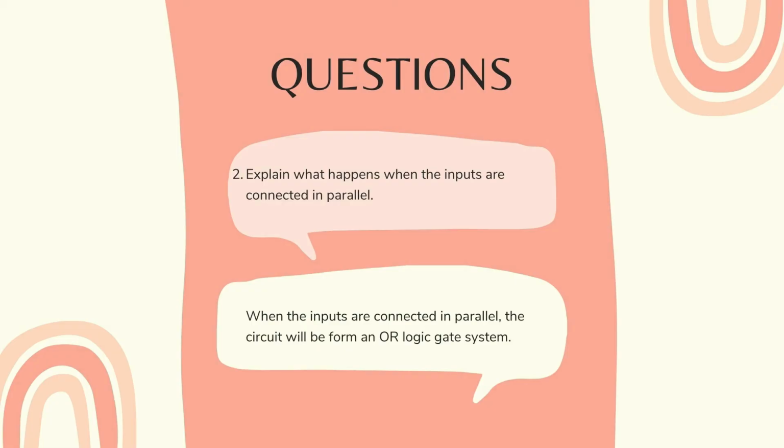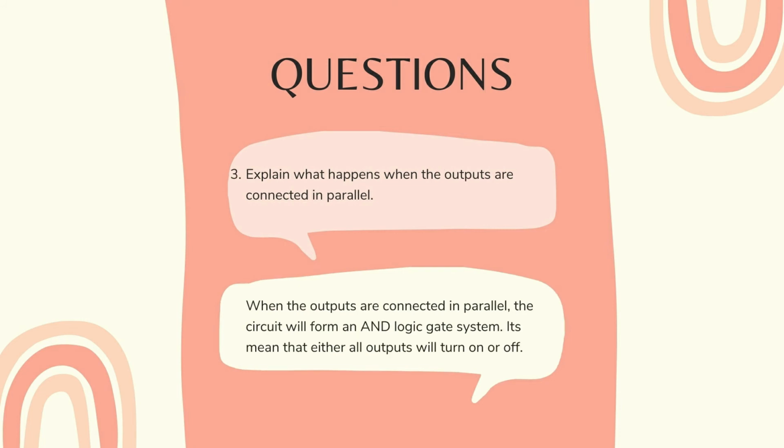Okay, for question 2, explain what happens when the inputs are connected in parallel. The answer is, when the inputs are connected in parallel, the circuit will form an OR logic gate system. Okay, for question 3, explain what happens when the outputs are connected in parallel. So the answer is, when the outputs are connected in parallel, the circuit will form an AND logic gate system. It means that either all outputs will turn on or off.